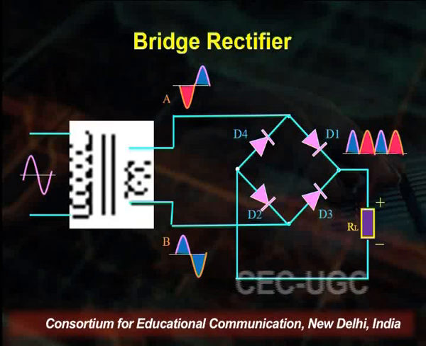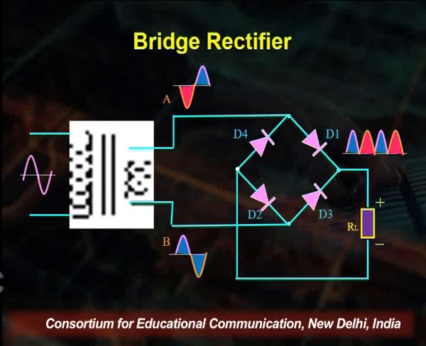Rectifiers are of many types, which work in single phase as well as three phase. Up to now we have discussed the half wave rectifier and the full wave rectifier. We are now discussing the bridge rectifier. The bridge rectifier uses four diodes which are connected in a unique arrangement.